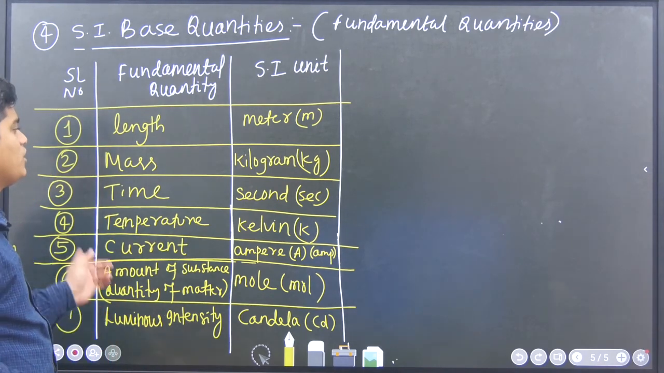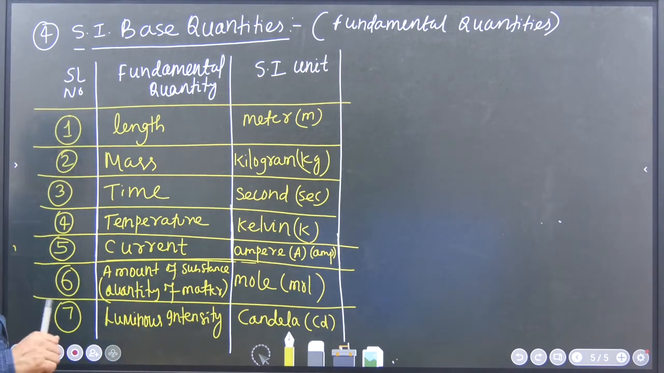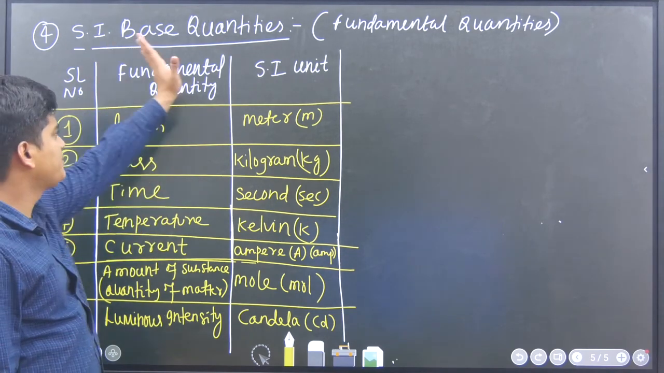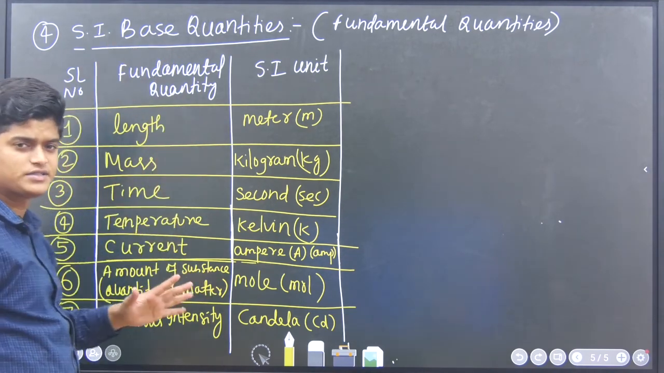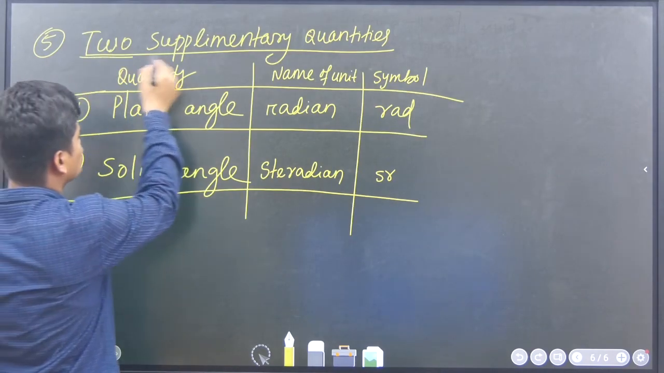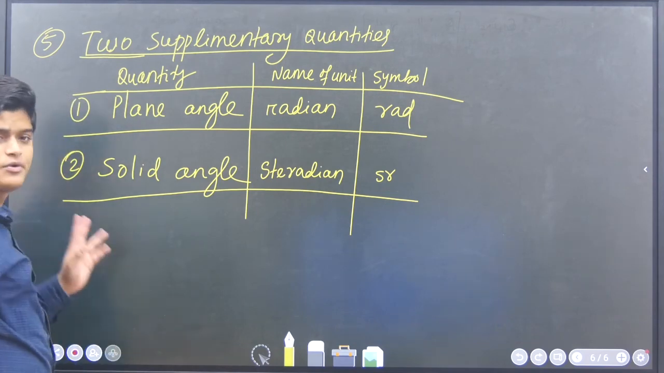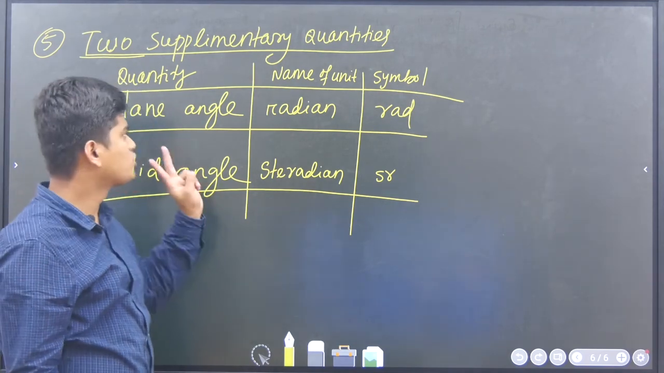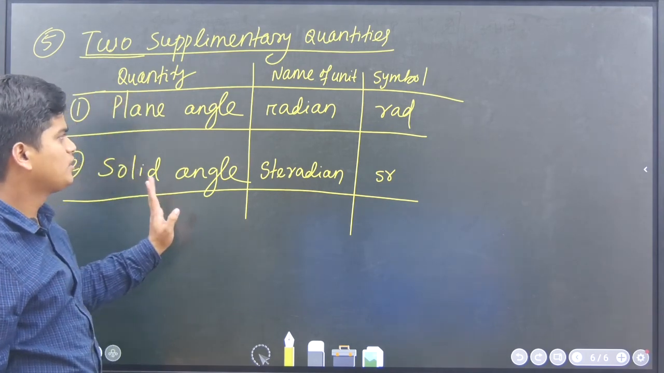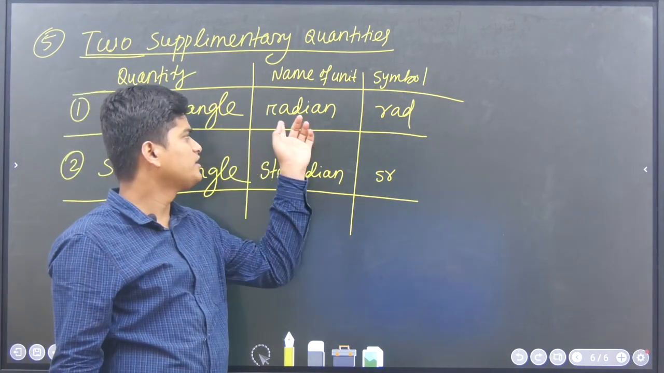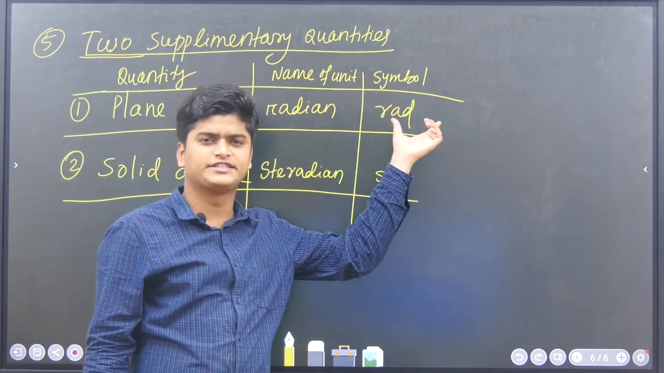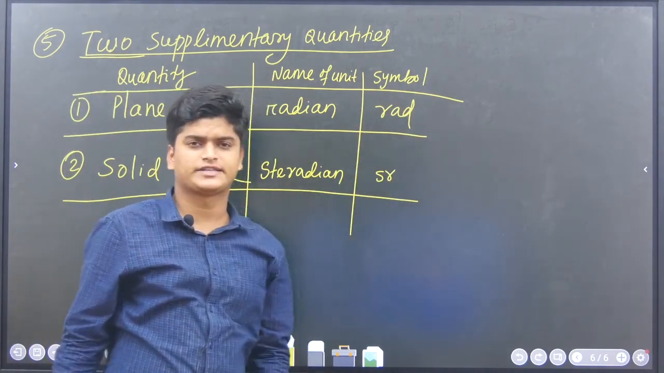Now we go to the next thing, which is supplementary quantities. You must remember these units, and remember that in SI base quantities you have 7 fundamental quantities. Next, number 5, we will understand about 2 supplementary quantities. Apart from fundamental and derived, we have 2 supplementary quantities, plane angle and solid angle. The unit of plane angle is radian and for solid angle it is steradian, and the symbols are RAD and SR.